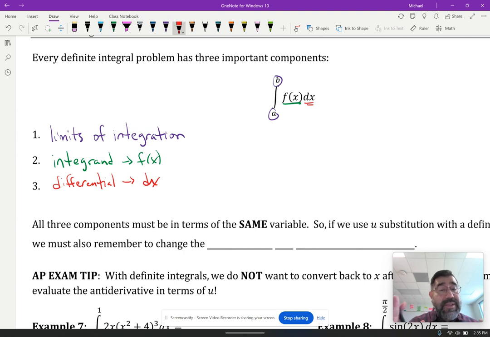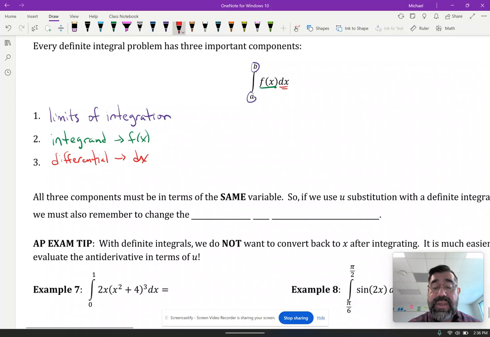But what needs to be true is that the values up here need to be in terms of x, just like this function needs to be in terms of x. So all three things need to have the same variable. And when we do u-substitution and change the variable structure, we also need to make sure that the limits of integration values change as well. So here's the new twist.